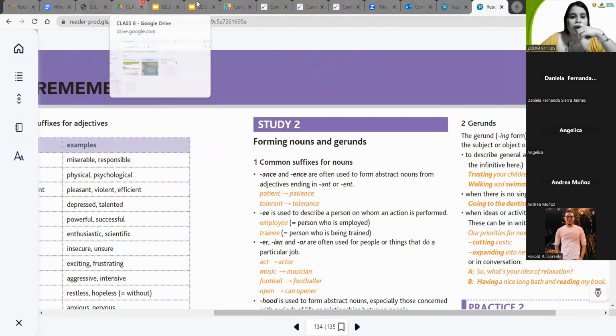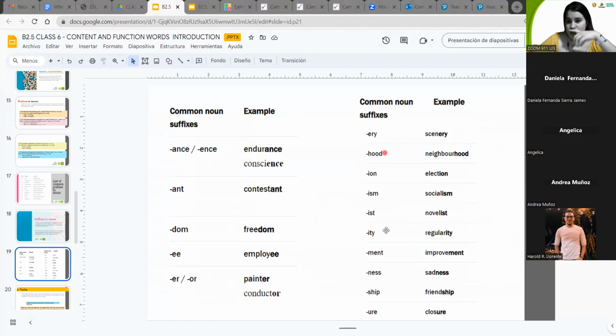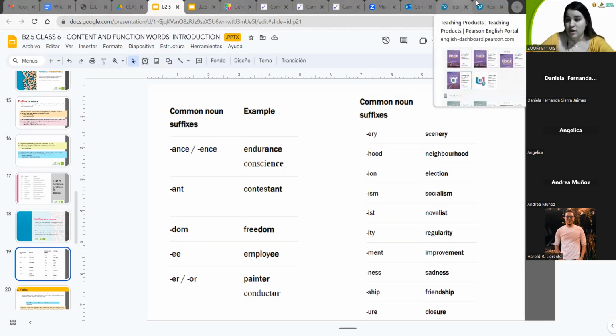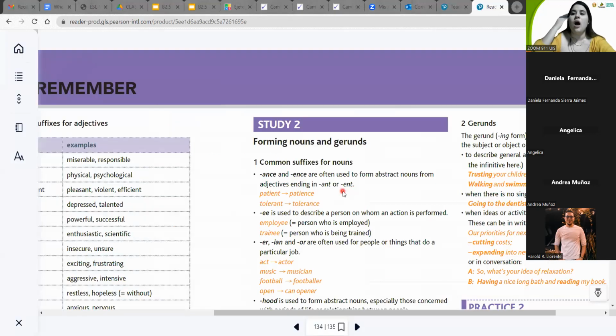So if you see here, in this presentation, we have a list of common noun suffixes, and then we have an explanation of when to use which one. We form these nouns from adjectives to form abstract nouns like patient, patience, tolerant, tolerance. Okay, so they have this ending like -ance or -ence. Double E is used to describe a person on whom an action is performed, like employee, train, trainee, interview, interviewee.